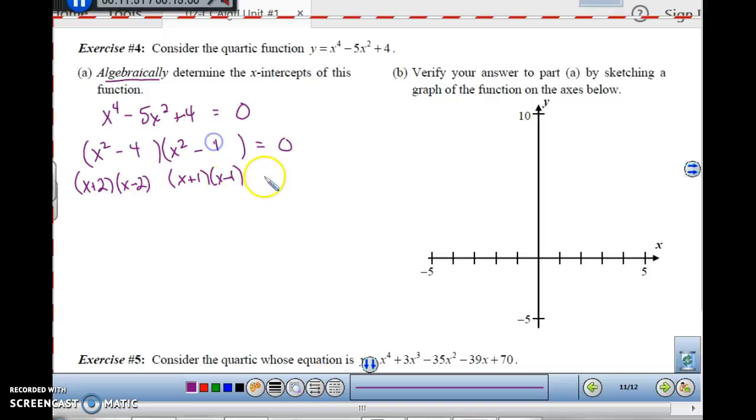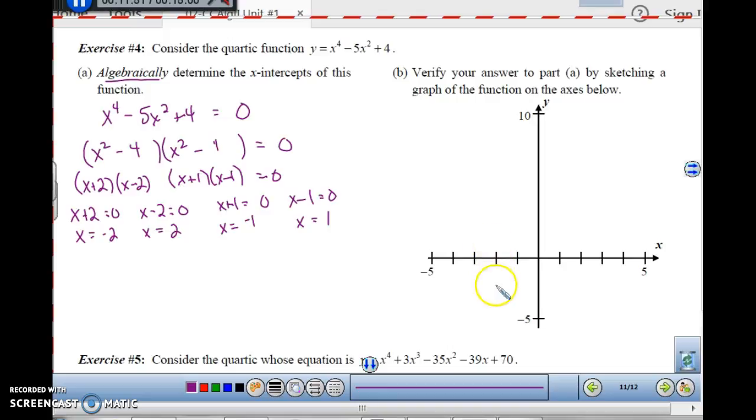Difference of squares equals 0. Set each factor equal to 0 and solve. So my zeros are going to be x equals negative 2, x equals positive 2, x equals negative 1, and x equals positive 1. So I'm going to have a zero at negative 1, negative 2, positive 1, and positive 2. So if I want to verify my answer by sketching a graph of the function.